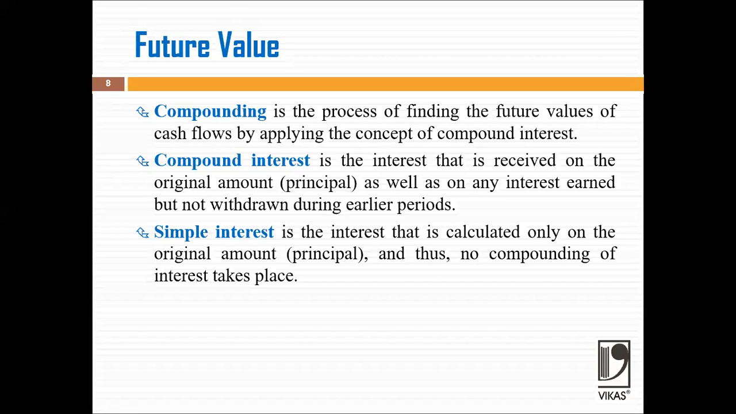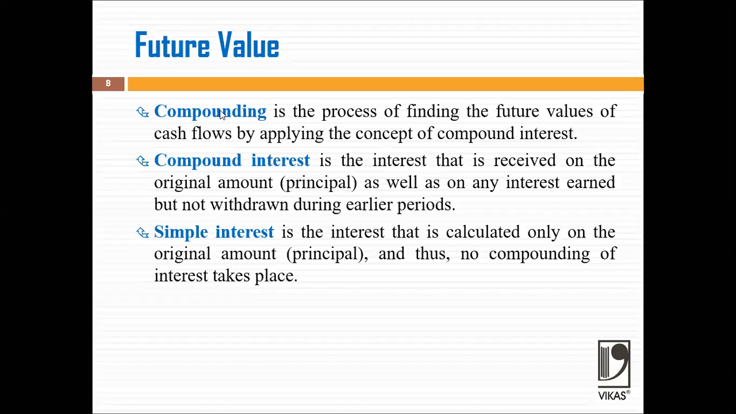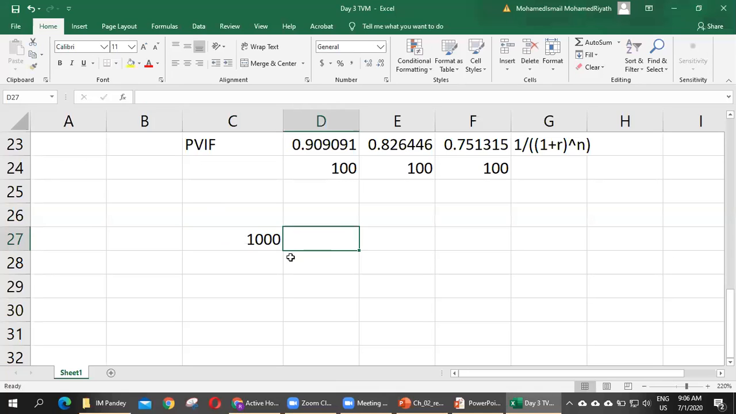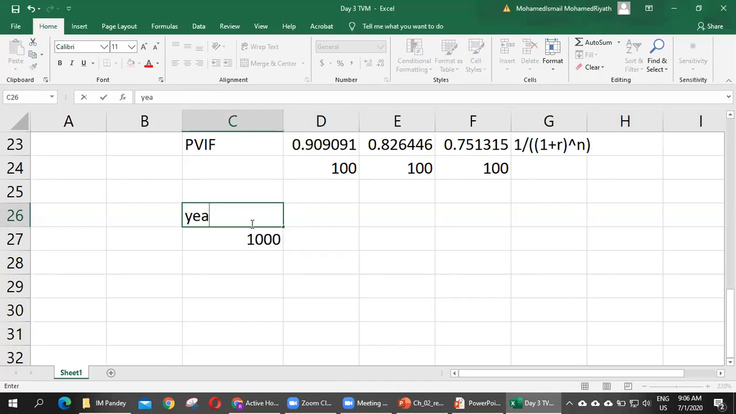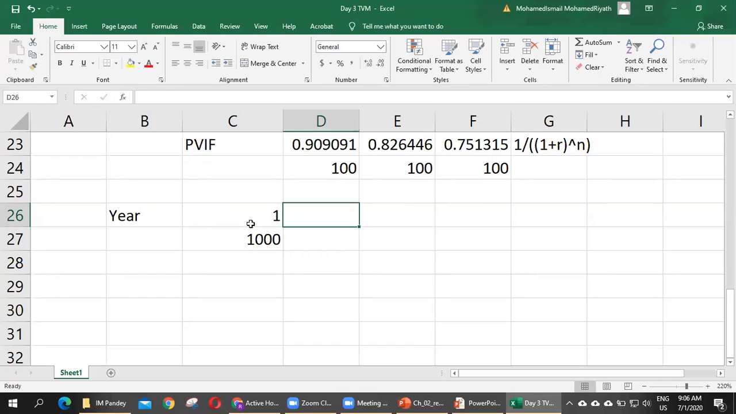Compound interest is the interest that is received on the original amount, that is called the principal amount, as well as on any interest earned but not withdrawn during earlier periods. Say, for example, you have invested 1,000 rupees in HNB. We will do it in an Excel sheet so that it will be clear for you. You invest 1,000 rupees today, at year one.